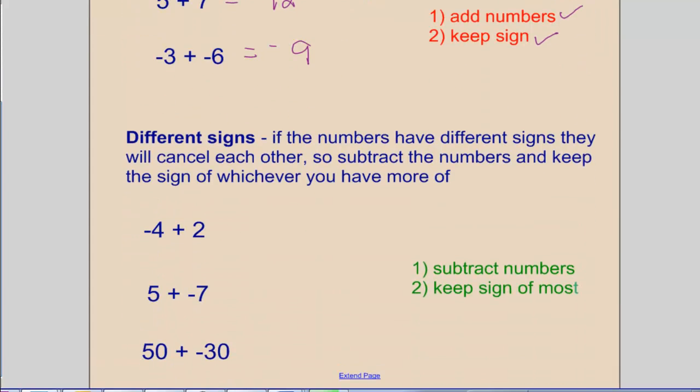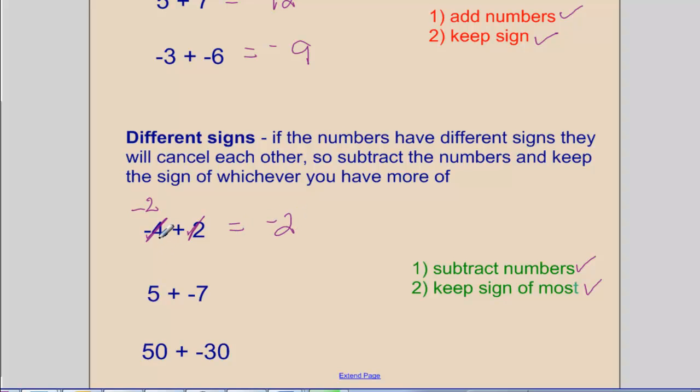Next, we're going to talk about adding with different signs. So in the case of having different signs, we have to actually subtract the numbers and keep the sign of whichever we have the most of. We'll see some examples as to why this works, but basically what you're doing is you're canceling the positives and negatives, and then whichever sign you have more of, that's what you're left with. So for example, these 4 negatives and these 2 positives are going to cancel 2 of those negatives, so you're left with 2 negatives. So our answer is negative 2.